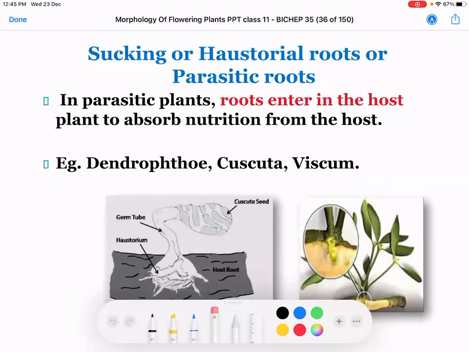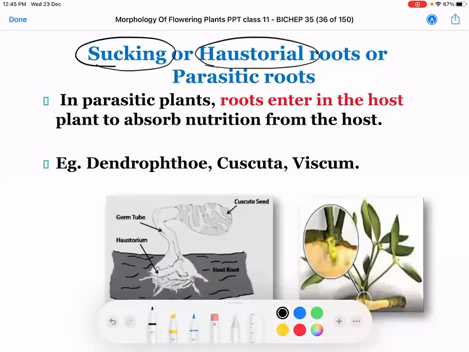Almost the last example: sucking roots, or second name, haustorial roots. Third, parasitic roots. Right? Now, why are they parasitic? Because they consume food or water or both from the host on which they are growing.